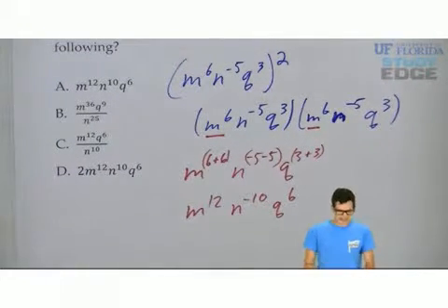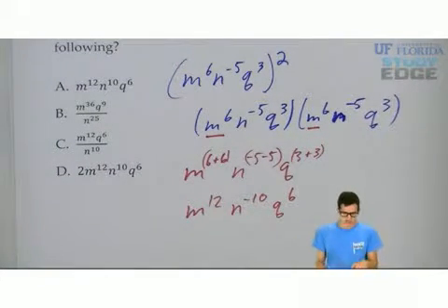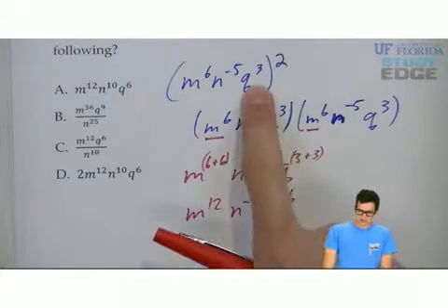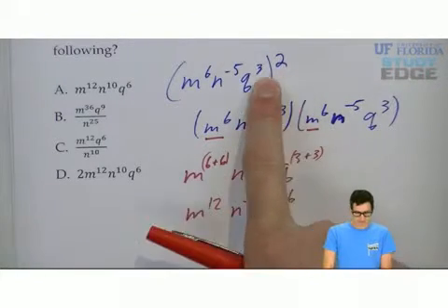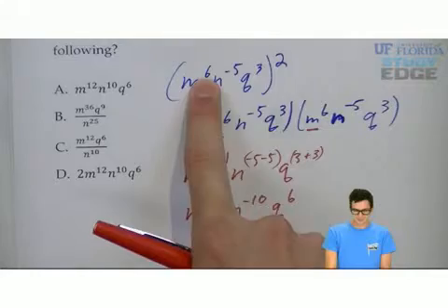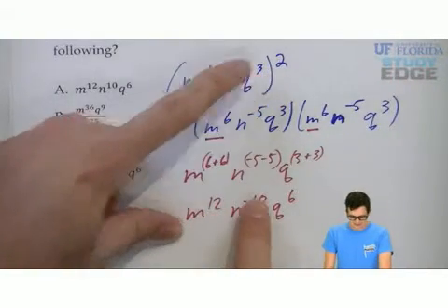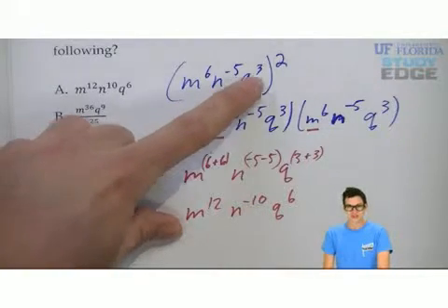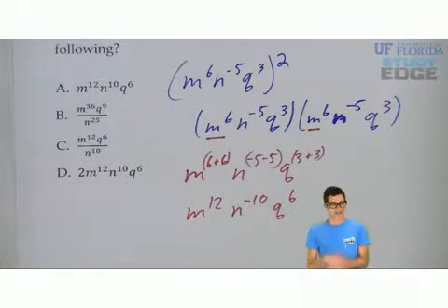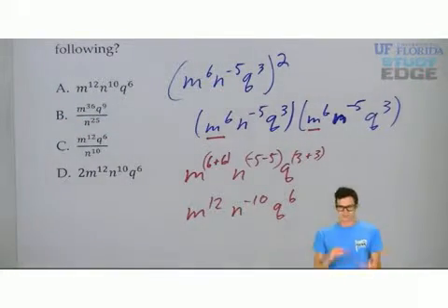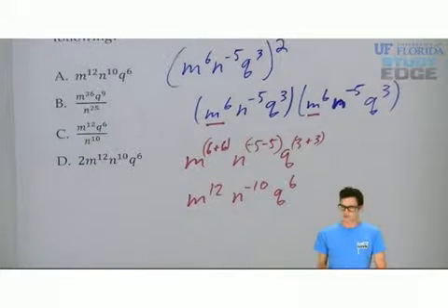Now, there's another way I could have gotten here. I'm going to pause real quick before we get our answer. Another way, remember, is that when I raise an exponent to an exponent, I just multiply them together. So I could have done m to the 6th times 2 gives me 12, n to the negative 5th times 2 gives me negative 10, and q to the 3rd times 2 gives me q to the 6th. So I could go about it that way as well. A few different ways to go through it. Use whichever one you like.